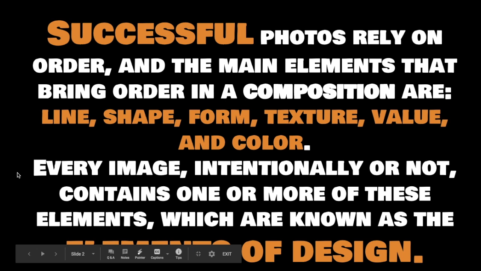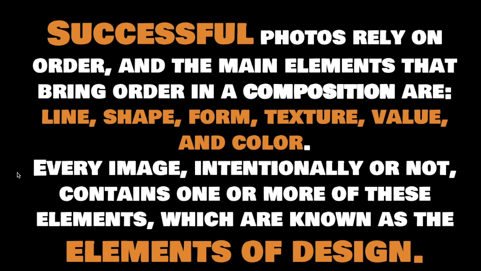So successful photos rely on order, and the main elements that bring order in a composition or any form of art are line, shape, form, texture, value, and color. Every image, intentionally or not, contains one or more of these elements, which are known as the elements of design. So when they're put together or combined, they're called the elements of design.